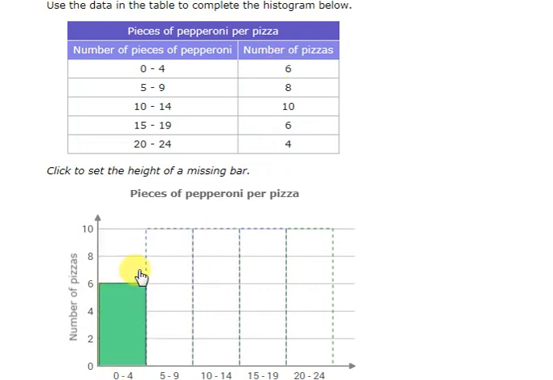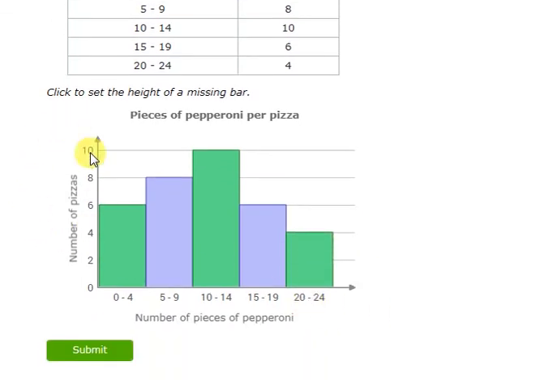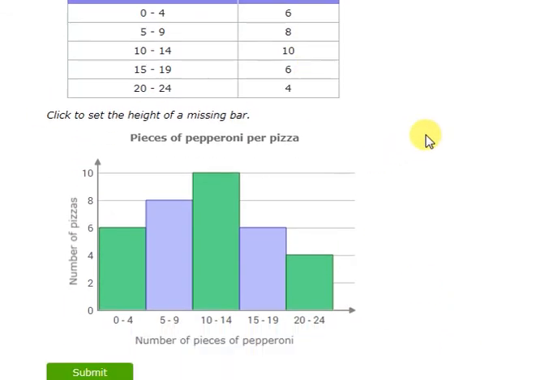So up to 6. Then from 5 to 9 there are 8 pizzas. So this is 8. Then 10 to 14 there are 10 pizzas. Then we have 15 to 19, 6 pizzas, and 20 to 24 we have 4 pizzas, right? So you have to look for the number of pizzas on the y-axis and the ranges are on the x-axis, and looking at this data you can easily plot your histogram.